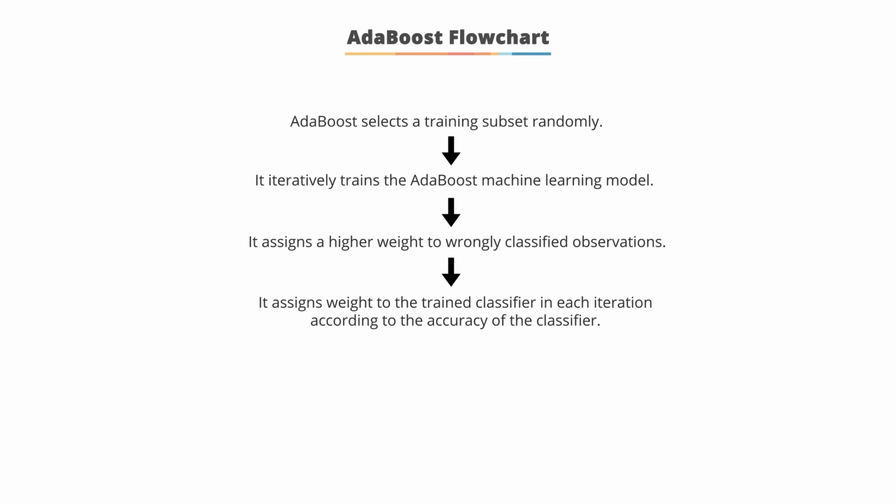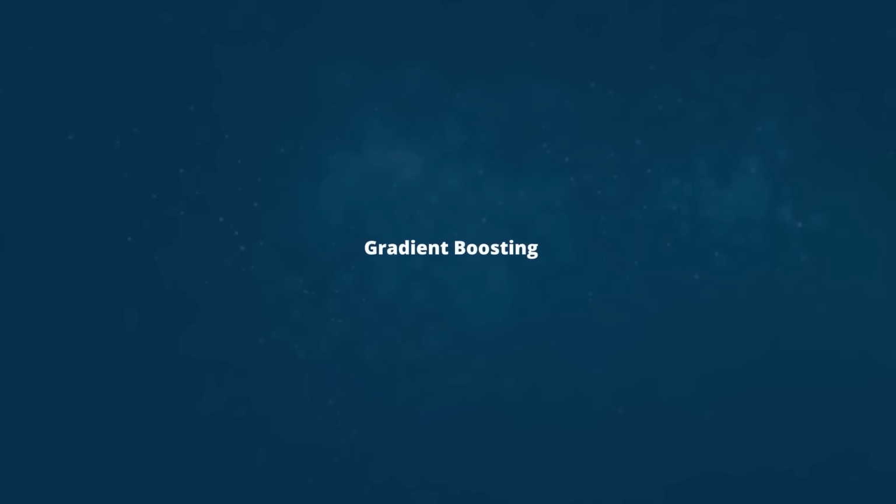4. Also, it assigns weight to the trained classifier in each iteration according to the accuracy of the classifier. The more accurate classifier will get higher weight. 5. This process iterates until the complete training data fits without any error or until it reaches the specified maximum number of estimators. Gradient boosting.